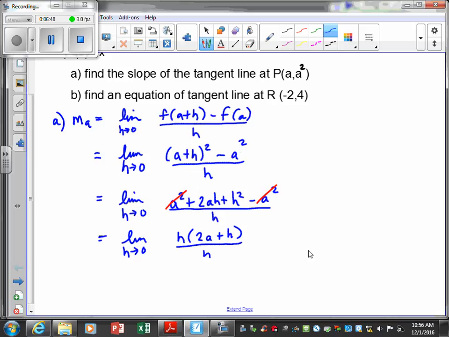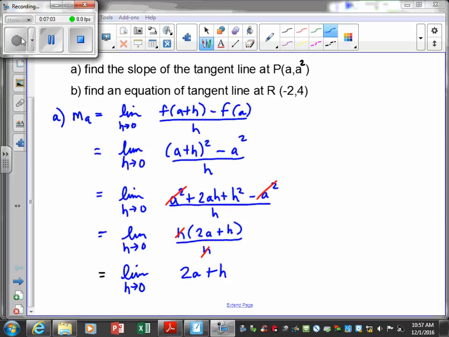And then now what do you think happens? Good. The h's will simplify. The h's cancel out. And we're going to be left with, actually, I'm going to put that in blue. Okay, so this is what we're left with. And now evaluate the limit as h approaches 0. So let's actually evaluate the limit, do direct substitution, and what do we get for the slope? Just 2a. Good. So 2a is the slope of the tangent line at the point P.